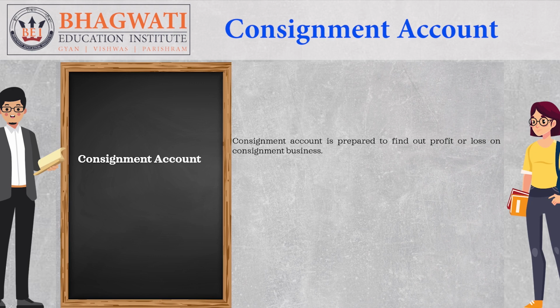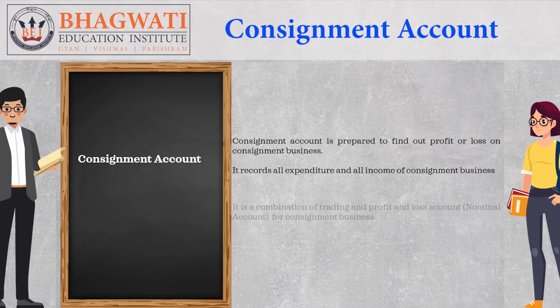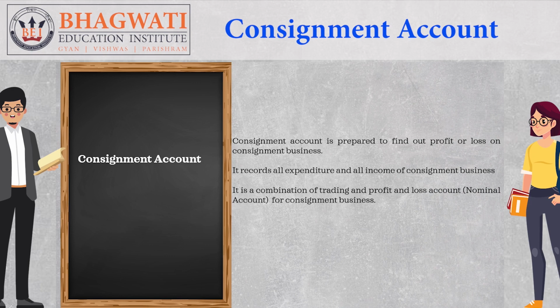Then the second point we can discuss here: it records all expenditure and income of consignment business. Quite obvious. Why? Because in consignment business, if you want to find out profit or loss, we should compare all income related to that business and all expenses related to that particular business. In other words, we can also say it is nothing but a combination of trading and profit and loss account, which are nothing but nominal accounts for consignment business.